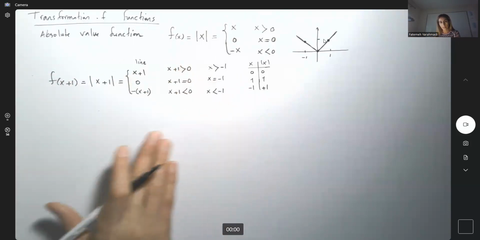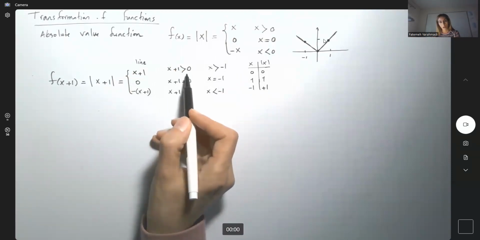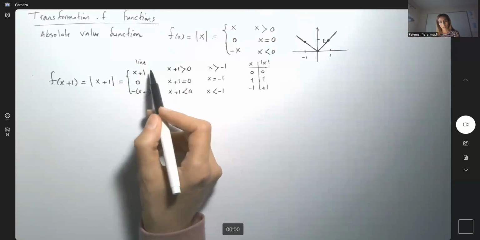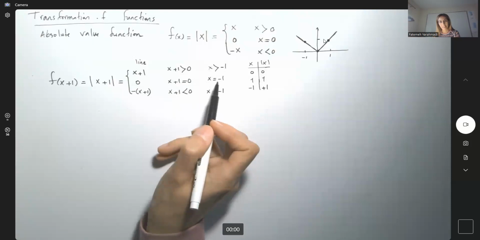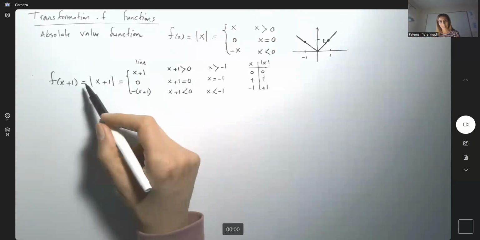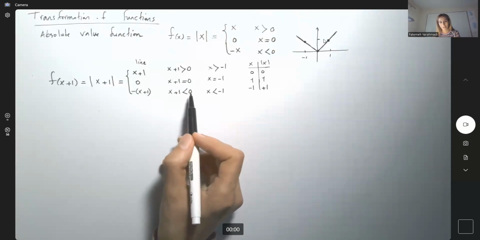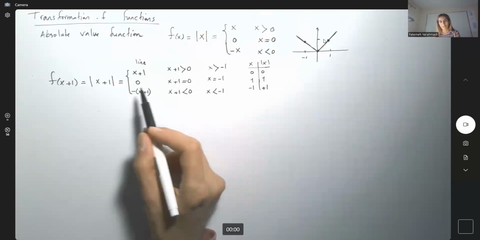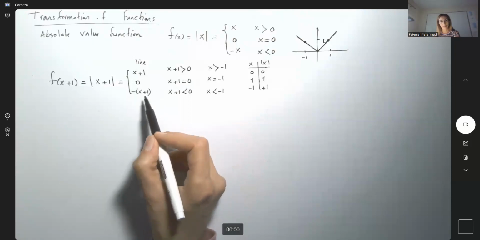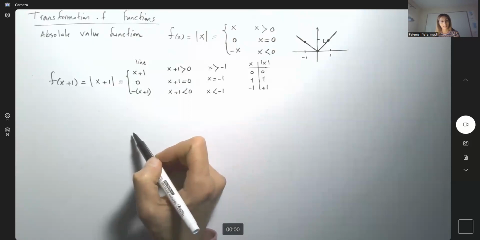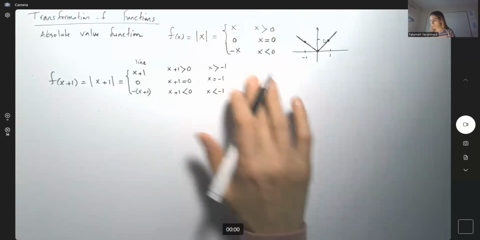I get this new function. If x plus 1 is positive, I get the line x plus 1. If x plus 1 is equal to 0, or if x is negative 1, I get 0 back. That's the definition of the function. And if x plus 1 is less than 0, or x is less than negative 1, I get negative this quantity, x plus 1, which is negative x minus 1, a decreasing line. You can easily graph this function.